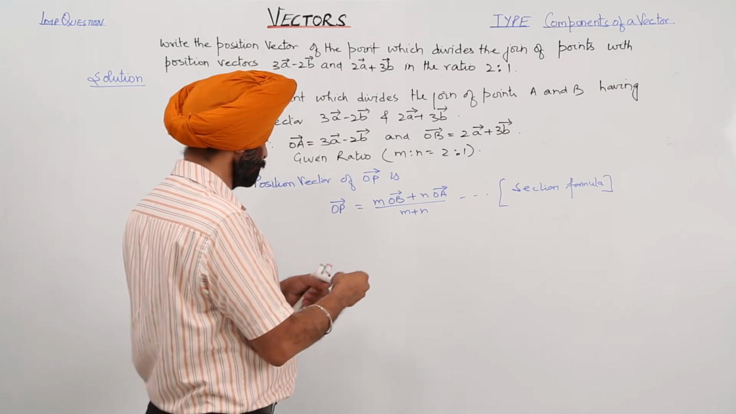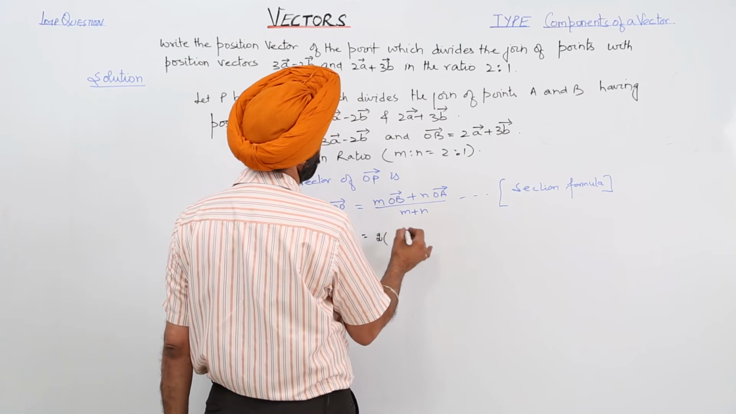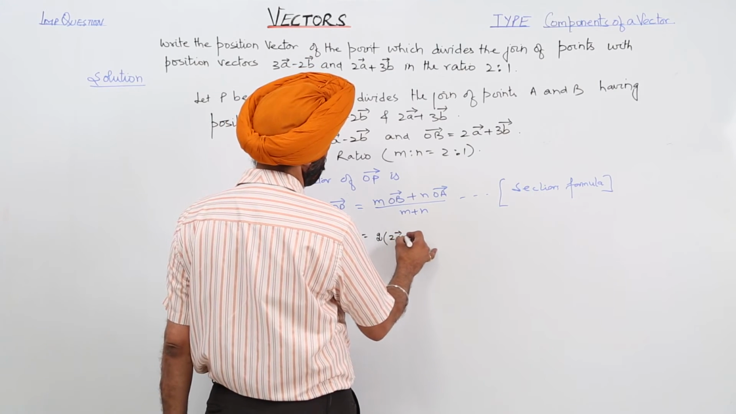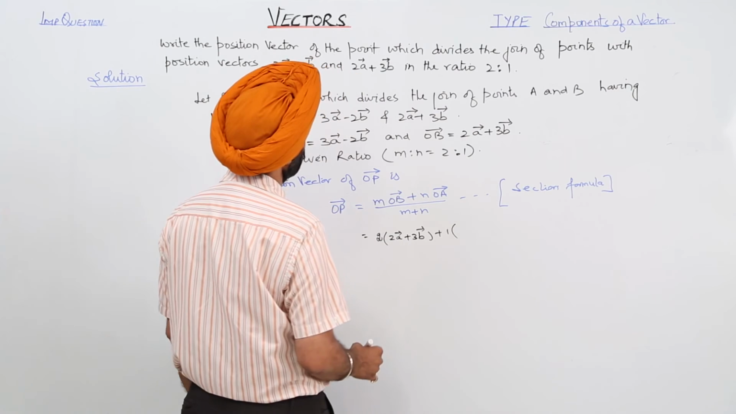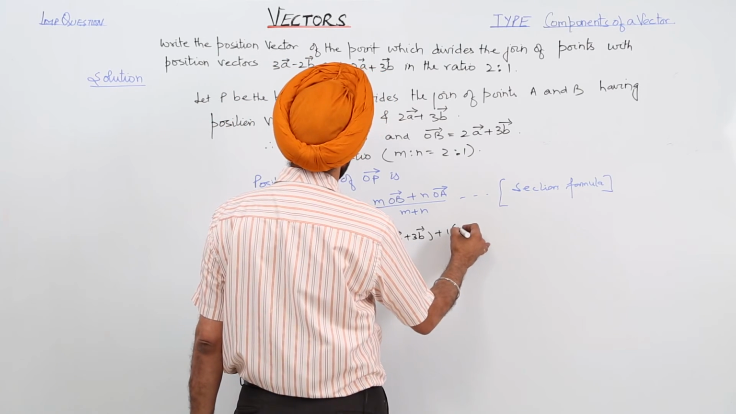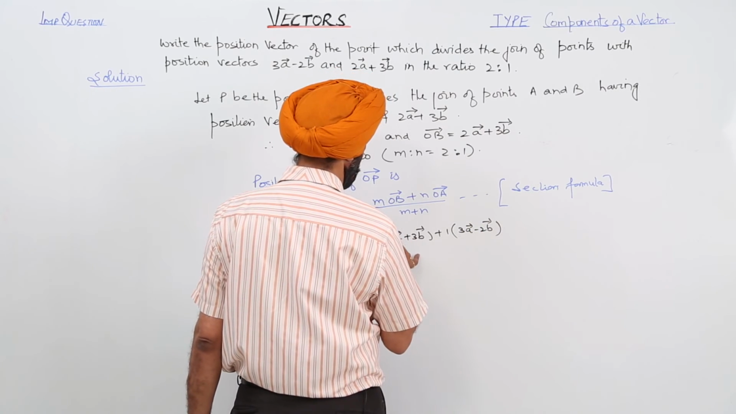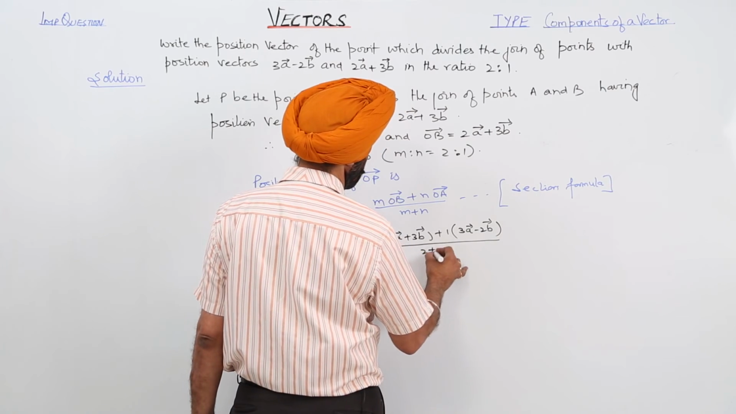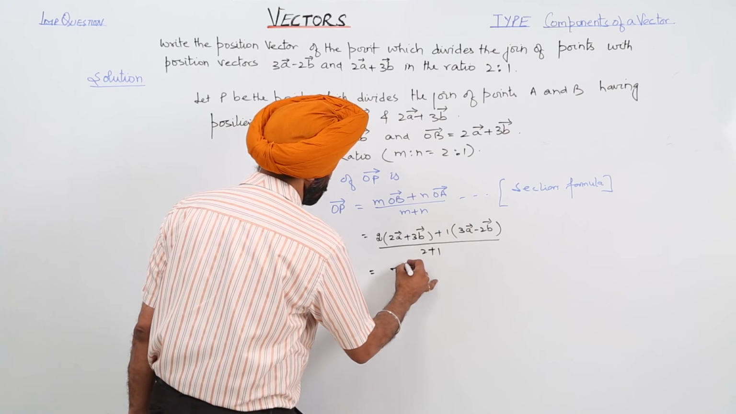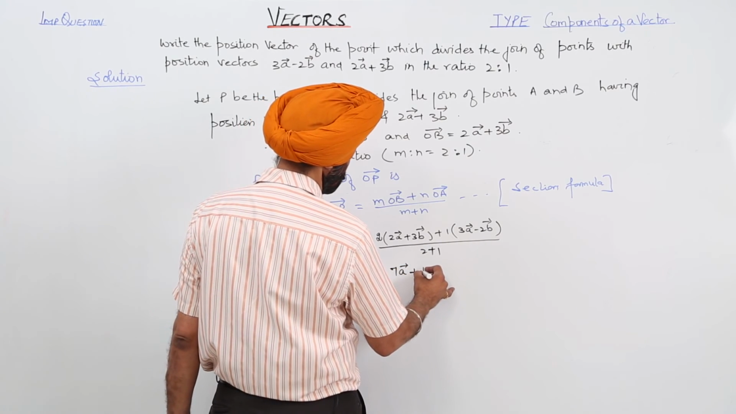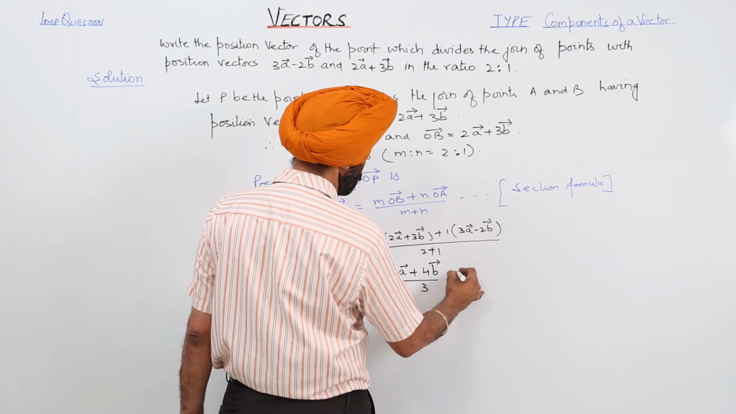Now just putting the values, twice of vector OB summation for 1 times vector OA divided by 2 plus 1. Now this becomes 7 vector A, 4 vector B upon 3.